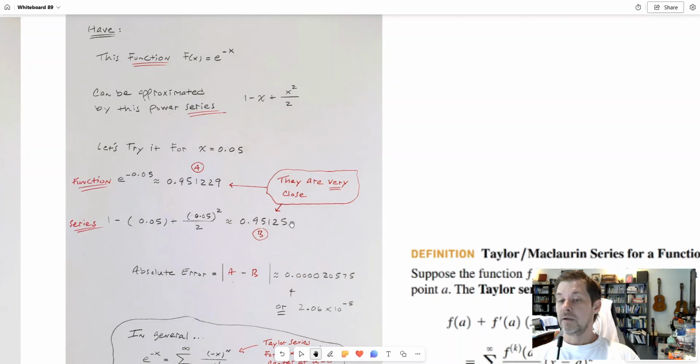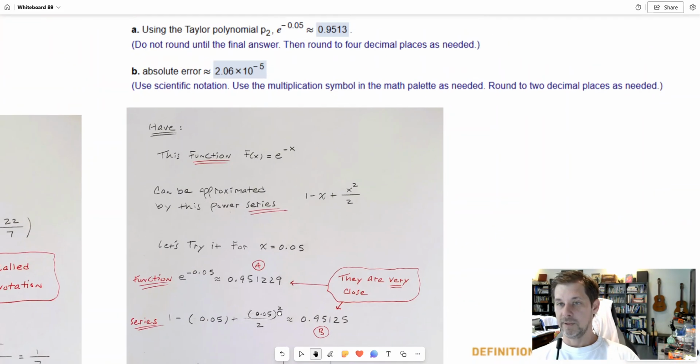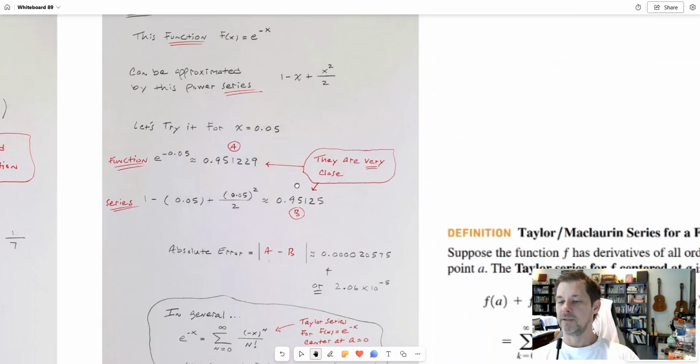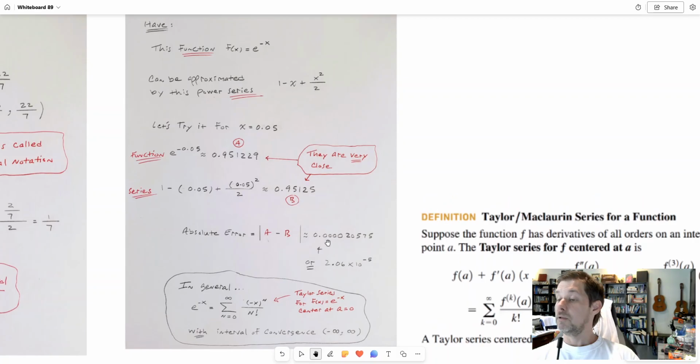These are close, but by saying they're close, they are different at the same time. The absolute error is an absolute value of how different they are. So if you took one minus the other and then took the absolute value, that would be the absolute error, which I get here. Or if you want scientific notation like it says in the question, I could get that. All right, so we can use power series to approximate functions.